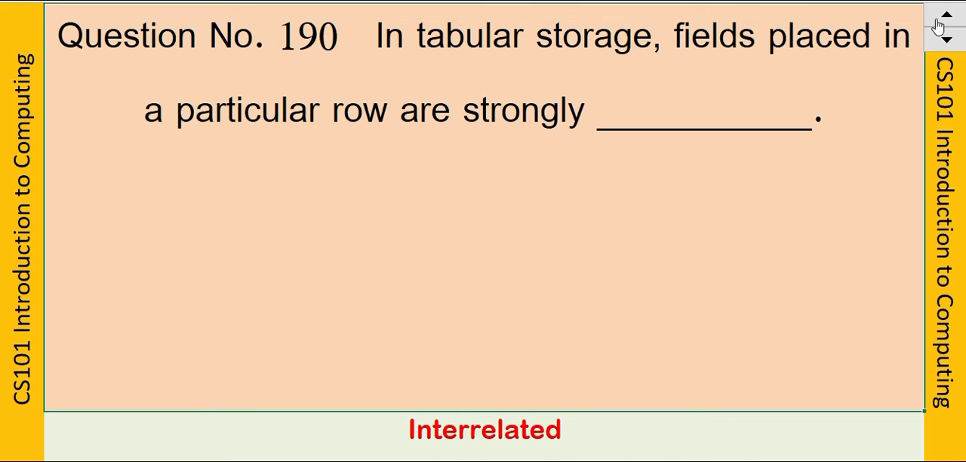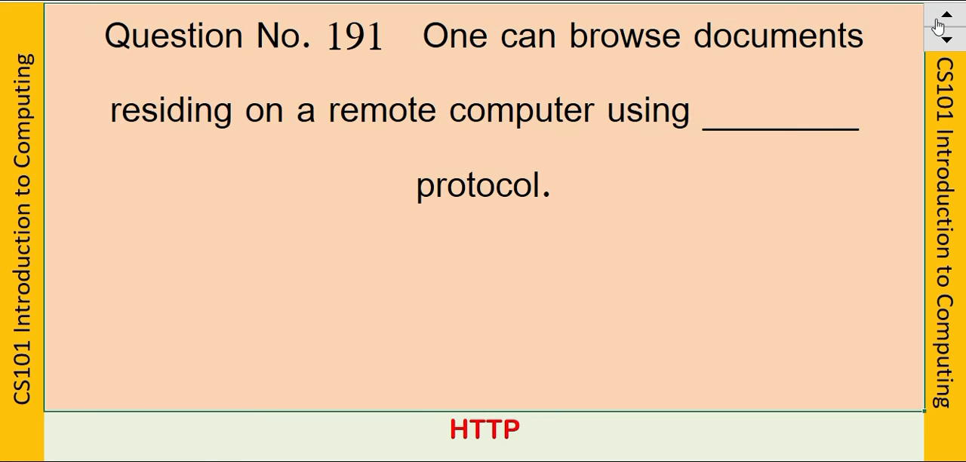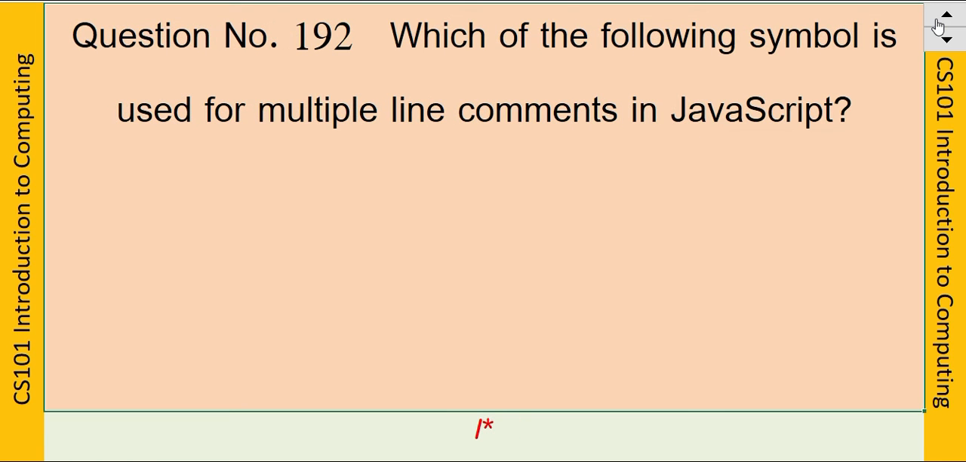In a tabular storage, fields placed in a particular row are strongly interrelated. One can browse documents residing on a remote computer using protocol HTTP. Which of the following symbol is used for multiple line comments in JavaScript? Star slash star.